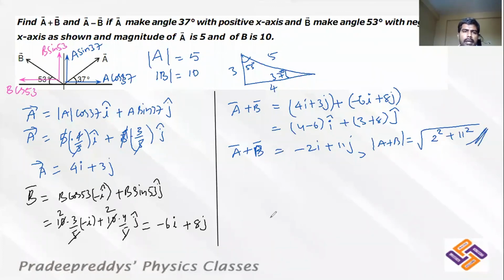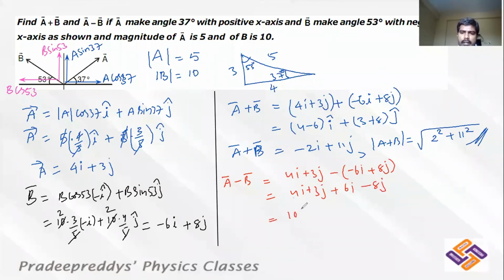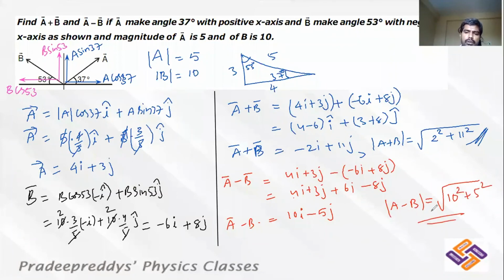Next you should find out A minus B also. A bar minus B bar is equal to 4i plus 3j minus of minus 6i plus 8j. This is equal to 4i plus 3j plus 6i minus 8j. It is 4 plus 6, 10i minus 5j. This is A minus B. Now A minus B magnitude is equal to under root 10 square plus 5 square. This gives you magnitude of A minus B.